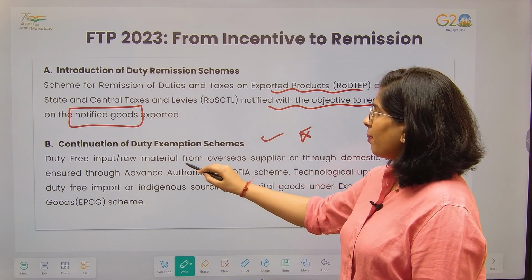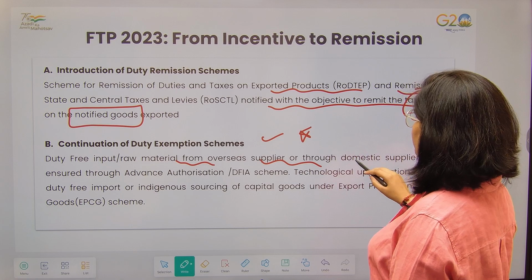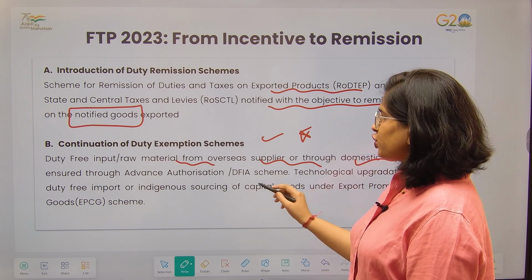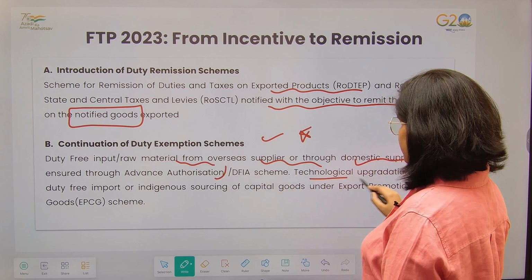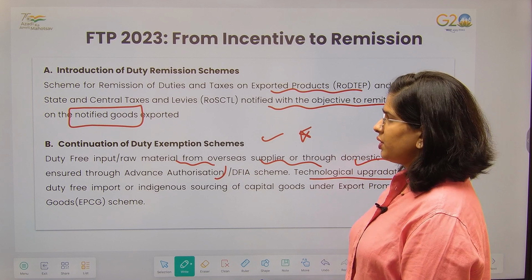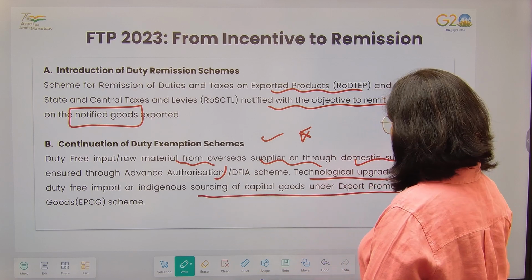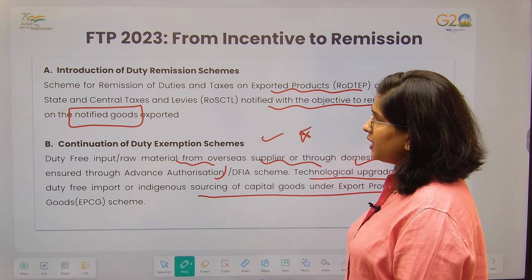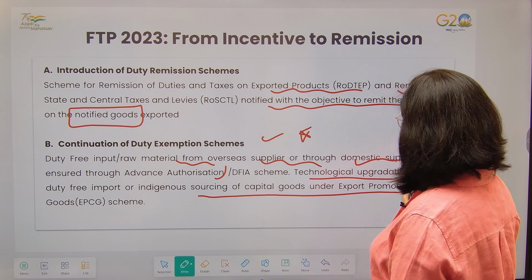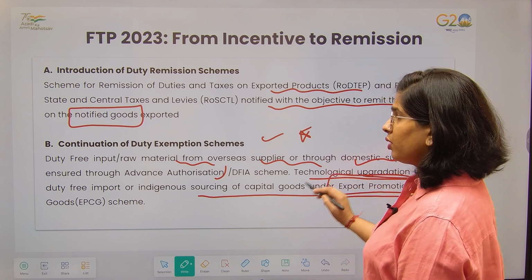Duty-free inputs, raw material from overseas suppliers or through domestic suppliers being ensured through the advance authorization scheme. Technical upgradation, duty-free import or indigenous sourcing of capital goods under the EPCG scheme. Now, what is this EPCG, Export Promotion Capital Goods Scheme?